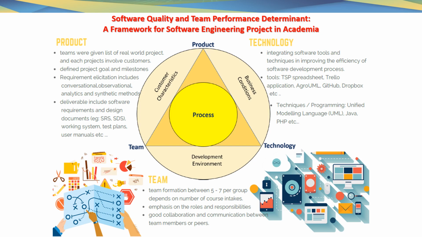There are three important factors that influence the software quality and team or organization performance, which are the product, team or people, and the technology. By referring to this figure, the process is placed at the center of the triangle, connecting these three factors, in which the efficiency of the software process is measured by the defects, productivity, calendar time, and so forth.